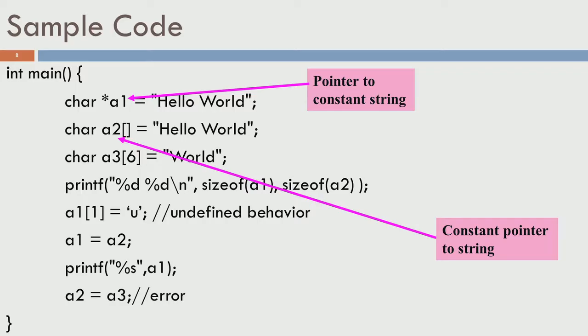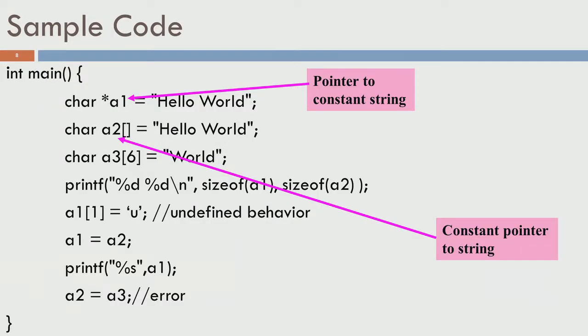So, in this example, A2 is called a constant pointer to string. I want to make this small distinction. A1 is a pointer to constant string and A2 is a constant pointer to string. So, let us see what this difference is. A1 is a pointer and it is pointing to a constant string. What that means is you cannot change the string, whereas A2 is a constant pointer. What that means is you cannot make it point to something else, but wherever it is pointing to, the contents of it can be changed.